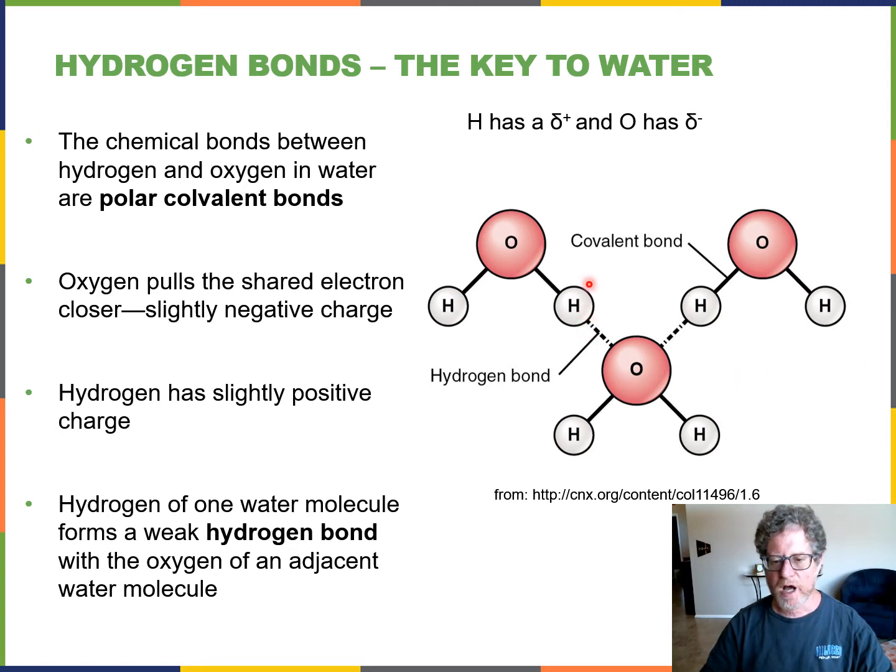So the partial positive on the hydrogen makes a little tiny pull on the partial negative on the oxygen on the next water molecule. So the covalent bonds, I promise I'll ask you this, the covalent bonds are within a water molecule between the hydrogen and oxygen. The polar nature of these bonds is creating the charge separation, and then these partial charges attract between different water molecules. A hydrogen bond can form between hydrogen, which is partially positive, and oxygen, which is partially negative.